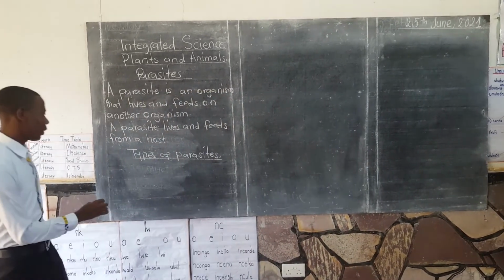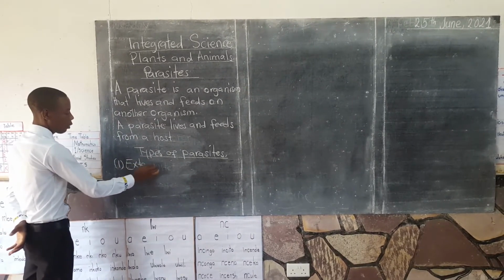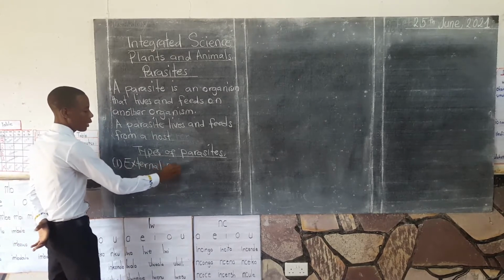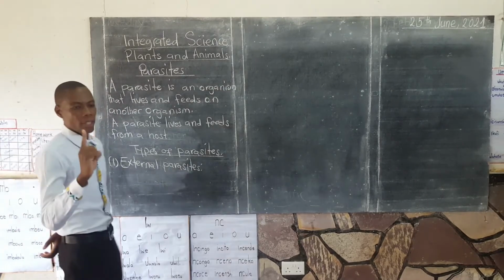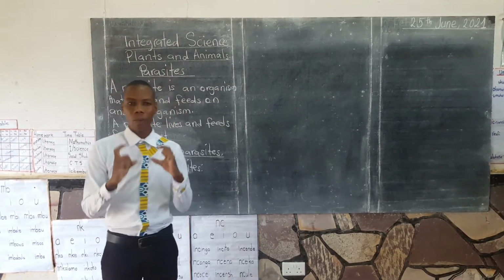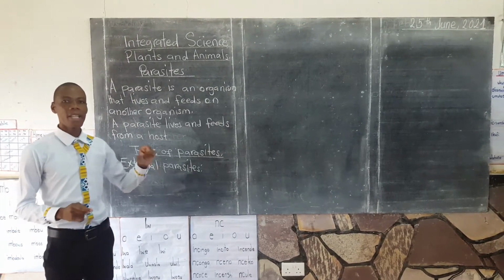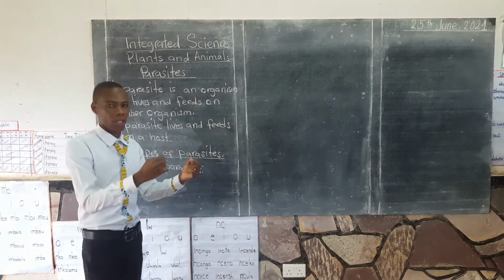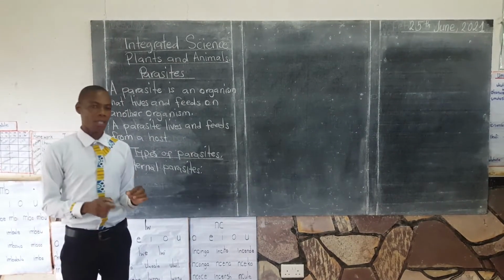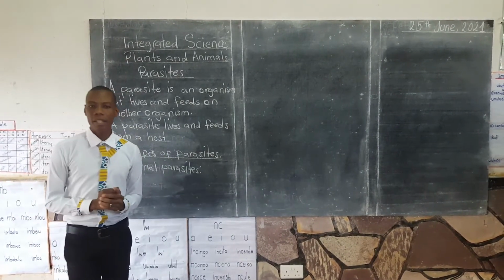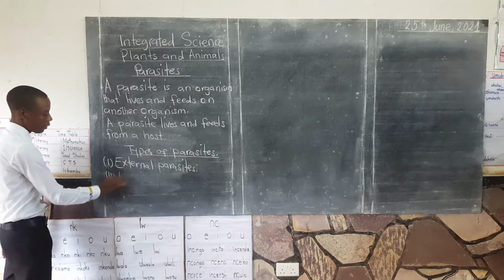Let's get into details looking at these. So, number one, we have what we call external parasites. The word external means outside. So external parasites are parasites that live outside the body of the host, meaning they do not live inside the body of the host.